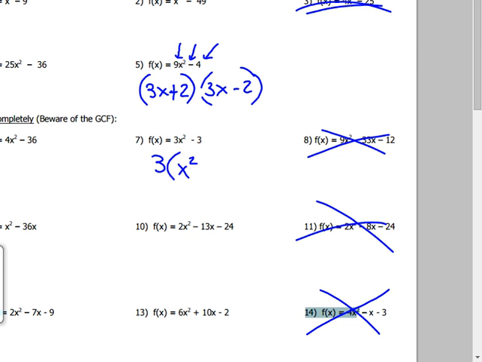3x squared minus 1. There, that one's done. That's one of the most common wrong answers because you can factor it again. Do you get that this factors into two things? Because it's perfect squares. 1 is a perfect square because it's got a nice square root. What's the square root of 1? 1. So, what do you think? 3 times? Yep.